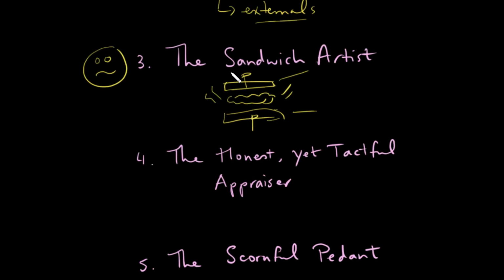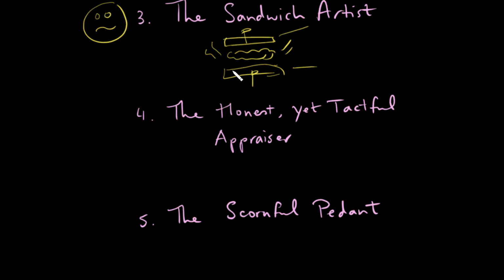Okay, then we have the honest yet tactful appraiser. I'll change color here because this is the one I like. This is what I would recommend that you do. So we'll just give him a happy face. There you go. Generally happy. And this is a reviewer who is honest, but also tactful. So this is a reviewer who sees some good in the book, sometimes some bad. Doesn't nitpick excessively. So no nitpicking.